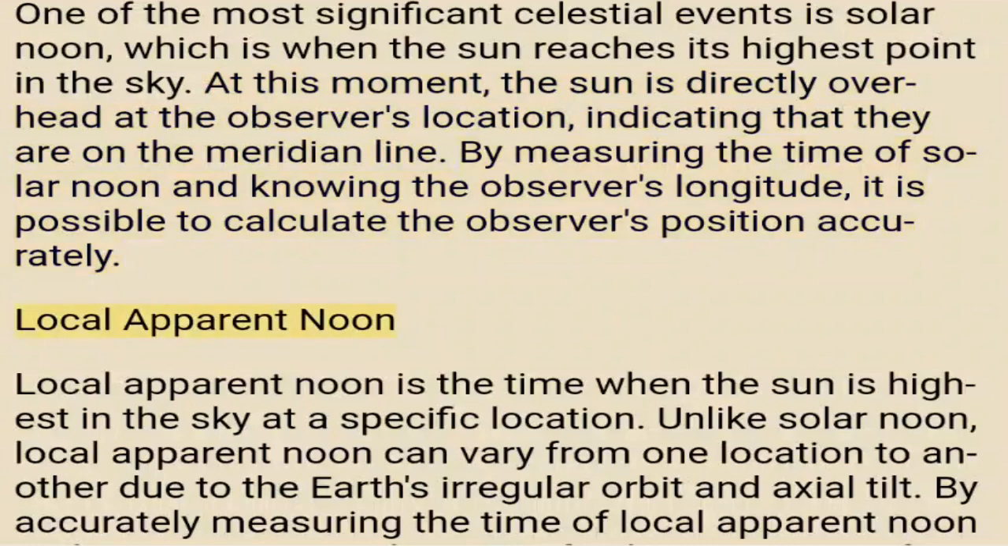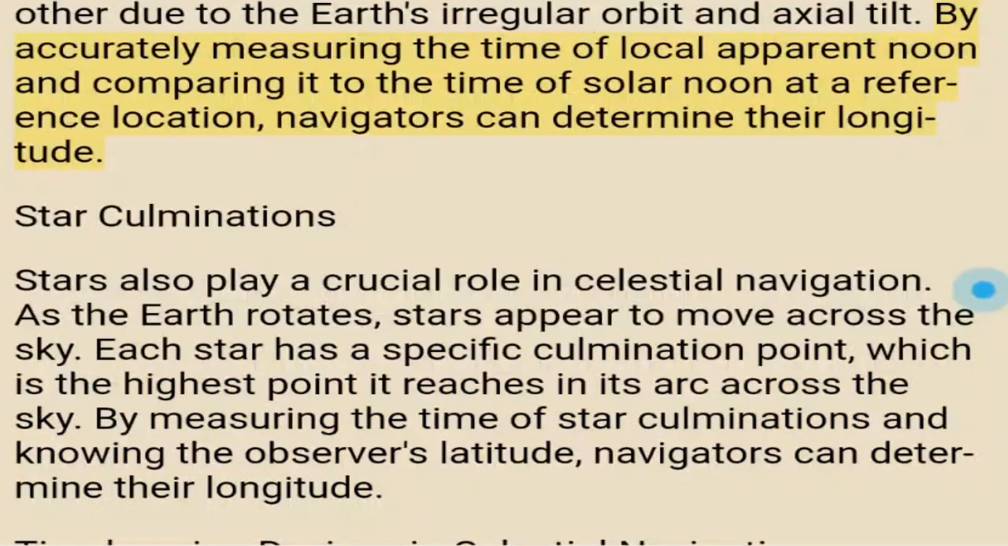Local apparent noon. Local apparent noon is the time when the sun is highest in the sky at a specific location. Unlike solar noon, local apparent noon can vary from one location to another due to the Earth's irregular orbit and axial tilt. By accurately measuring the time of local apparent noon and comparing it to the time of solar noon at a reference location, navigators can determine their longitude.